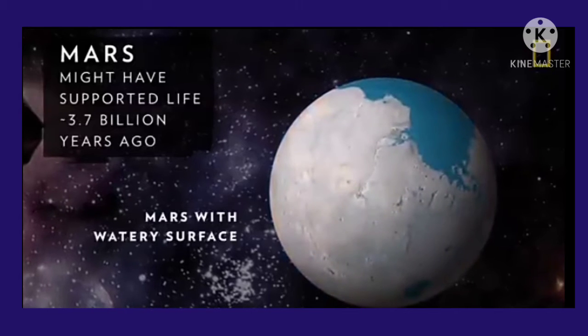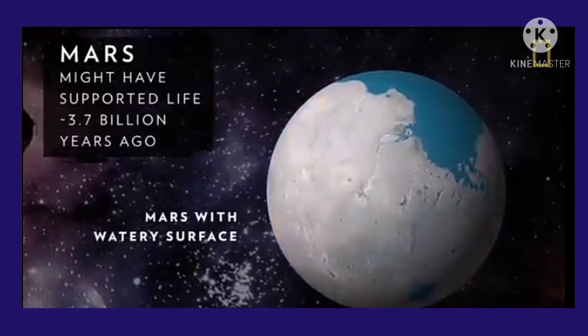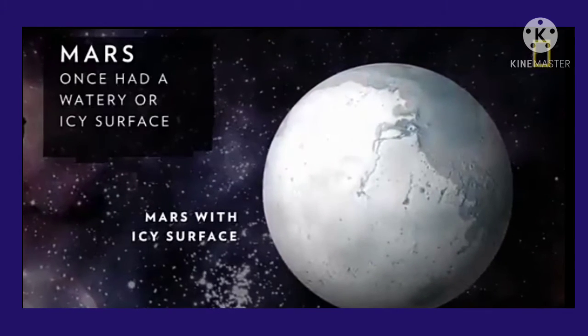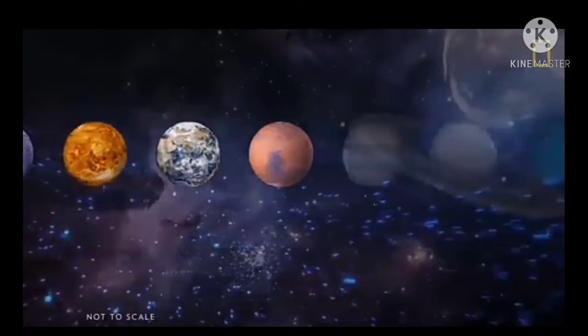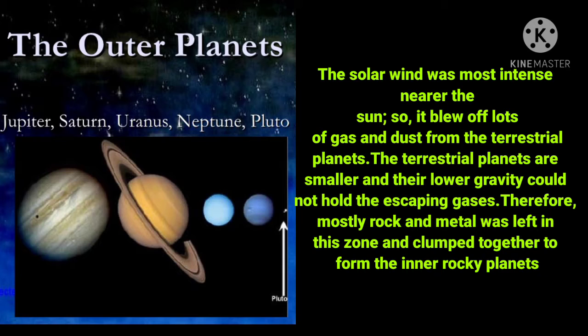Jovian planets were formed at quite a distance, and the solar wind was most intense nearer the Sun, so it blew off lots of gases and dust from the terrestrial planets. The solar wind was not intense enough to remove the gases from the Jovian planets.